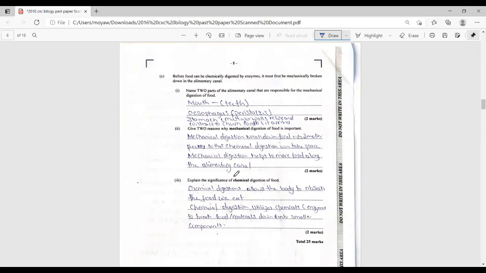3, explain the significance of chemical digestion of food. 1, chemical digestion allows the body to absorb the food that we eat. 2, chemical digestion utilizes chemicals, for example enzymes, to break food materials down into smaller components.